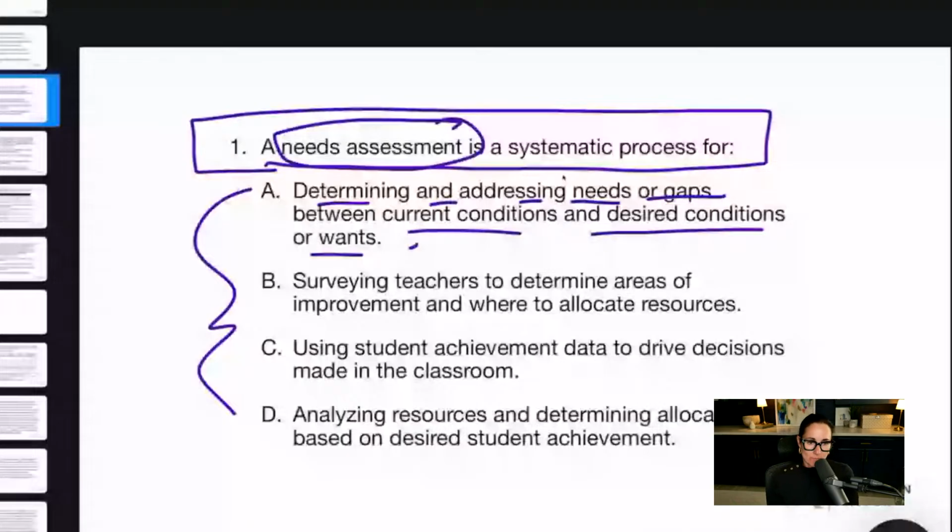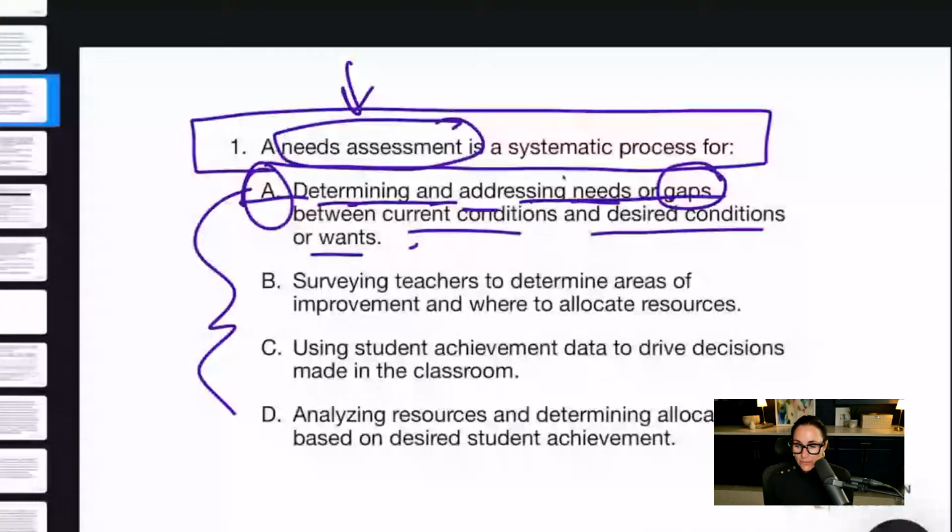Now this is an easy one, okay? First of all, if you see the term gap in an answer choice, it's probably a good answer choice. I'm not saying it's 100% the answer every single time, but I'm going to say it's the right answer a lot of the time, because our job as instructional leaders is to close gaps, equity gaps, achievement gaps, right? A's got all the stuff. I love it. And needs assessment, we're looking at our needs and figuring out where we are and what we need to do to get there, right? So that's A all day. Easy one. We're starting off easy here.